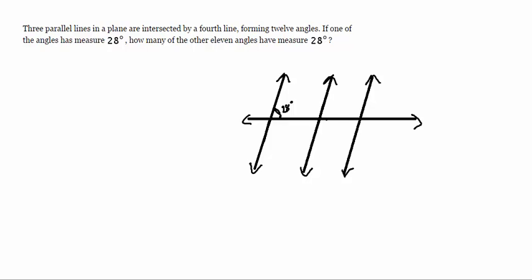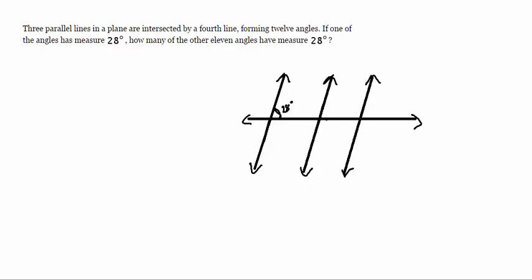Hey guys, welcome back. So today we are working on another SAT question, and this question says, 3 parallel lines in a plane are intersected by a fourth line, forming 12 angles. If one of the angles has measure 28 degrees, how many of the other 11 angles have measure 28 degrees?